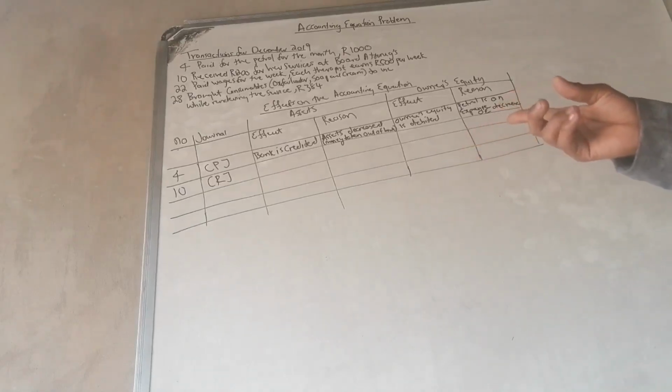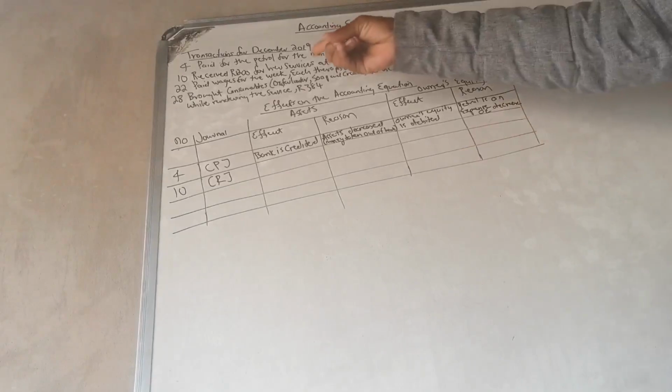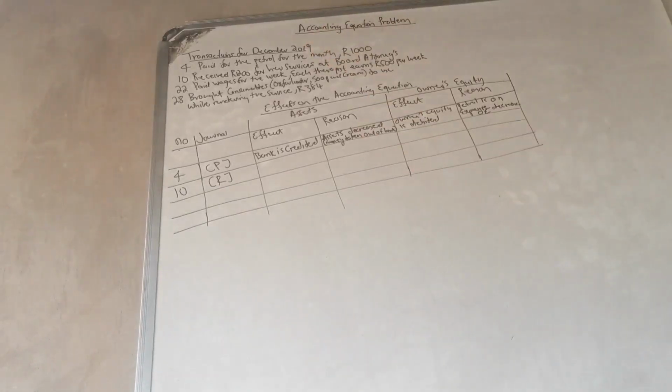Remember to show the effect on the accounting equation. This is very, very serious. For every one, the entire column is worth 10 marks.